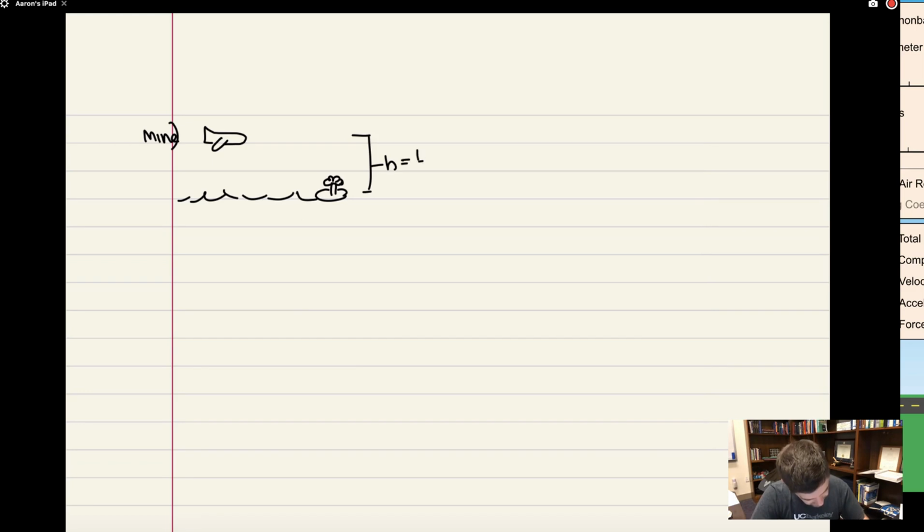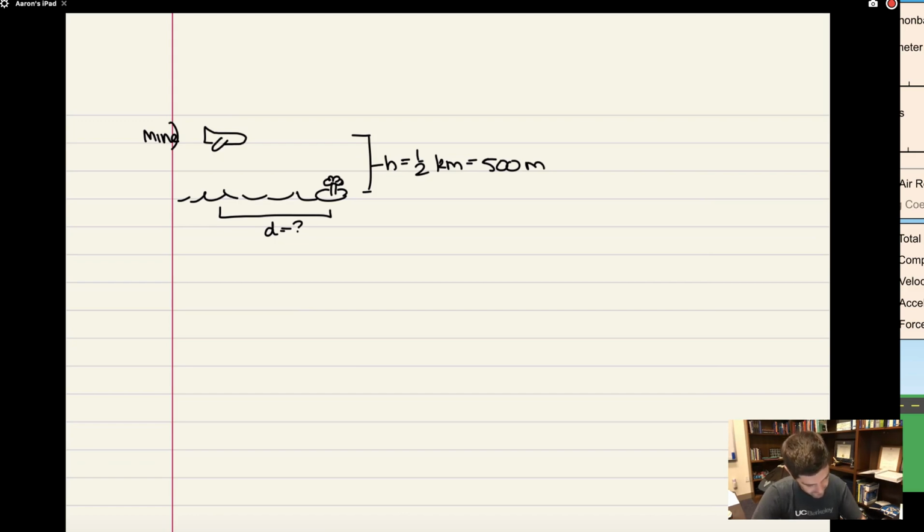The airplane is a low-flying plane at about 0.5 kilometer above the ground, or to move it into MKS, 500 meters above the ground. And the question is, how far back does the plane have to release the payload so that it hits the island?